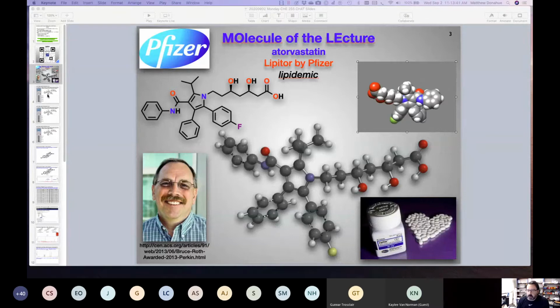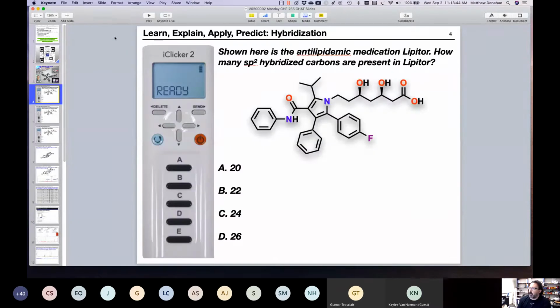So let's do some questions. In the chat, you can put your answer. Learn, explain, apply, predict. That's an abbreviation for LEAP. We all want to leap forward in our knowledge. So in the anti-lipidemic medication Lipitor, how many sp2 hybridized carbons do you count? You can type a letter corresponding to the answer or your number.